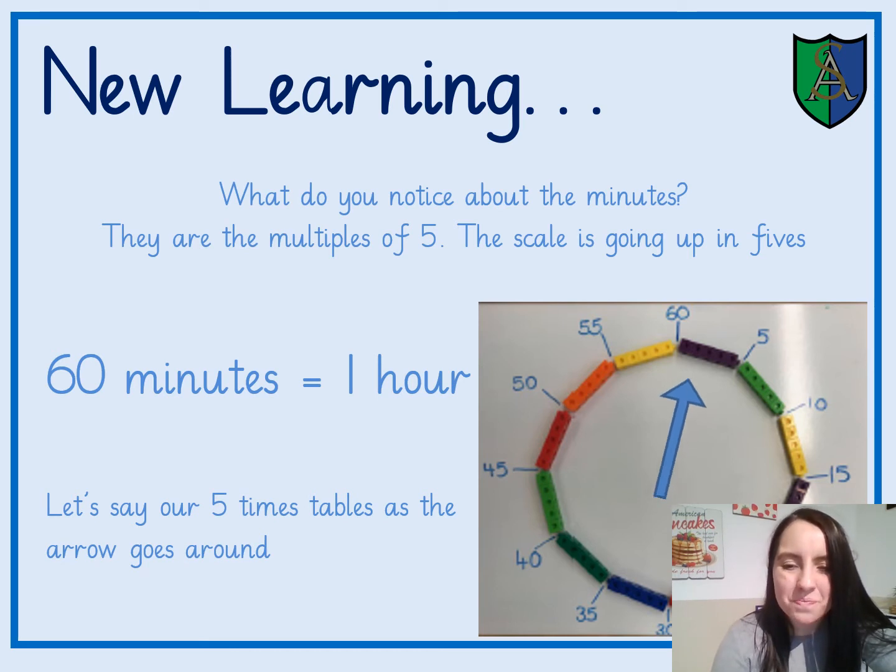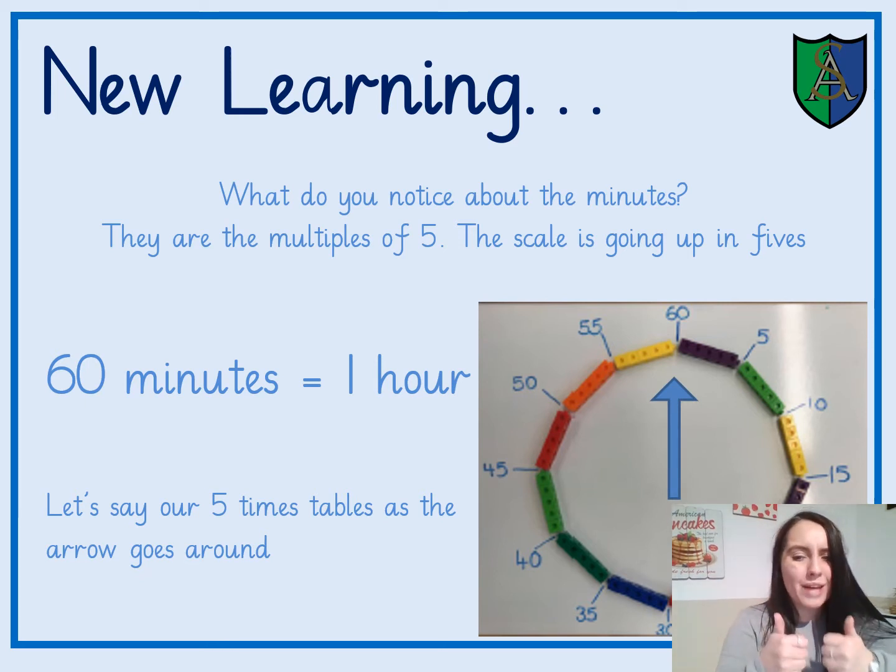Let's go. 5, 10, 15, 20, 25, 30, 35, 40, 45, 50, 55 and 60. Well done if you kept up there, because that was a tricky one. It went slowly at first and then it sped up and then it went slow again. How crazy. Now on a usual clock that doesn't happen.